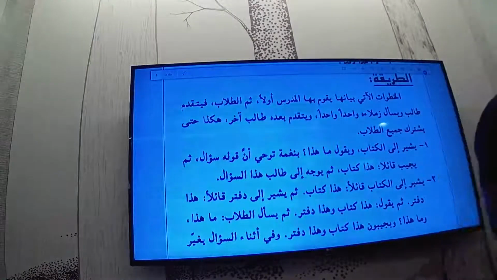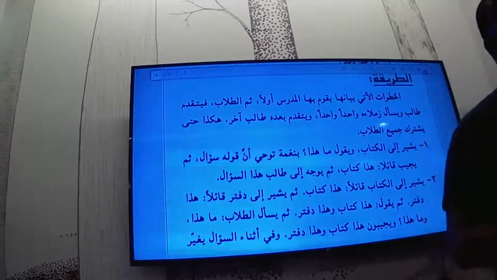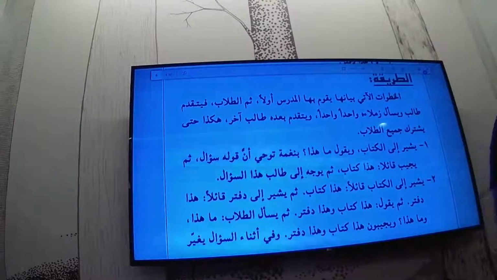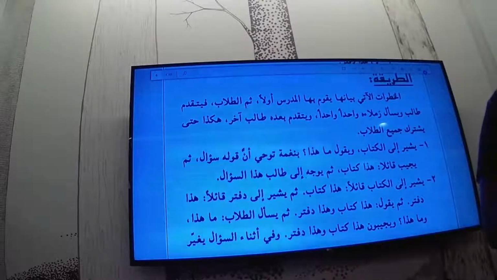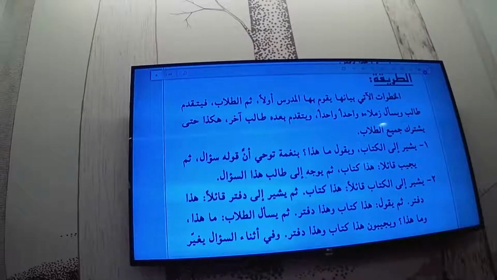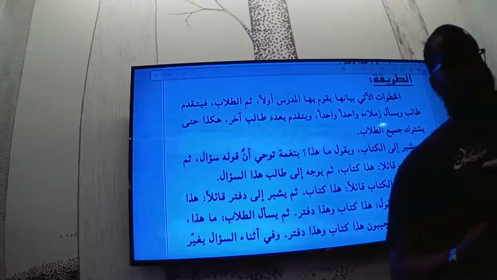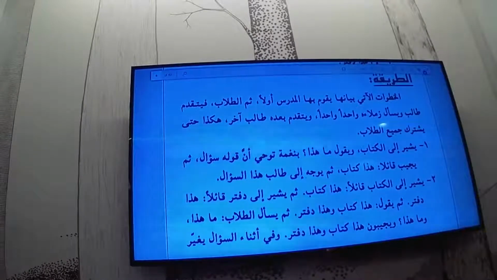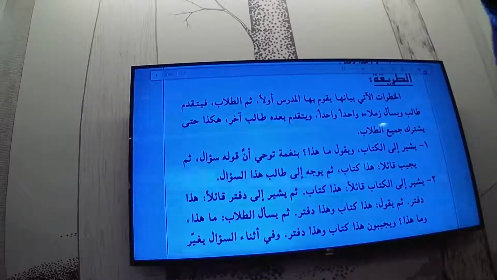Everybody after me. I say, you say. Waladun, boy. Talibun, student. Rajulun, man. Tajirun, merchant. Kalbun, dog. Qittun, cat. Himarun, donkey. Hisanun, horse.